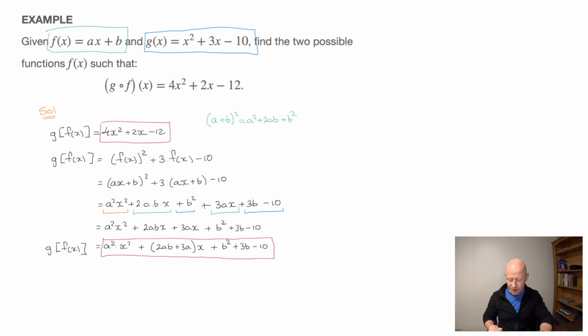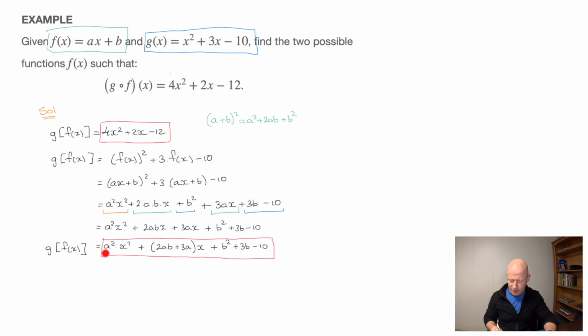In other words, this a squared here, which is multiplying x squared, needs to equal the 4 that's multiplying the x squared we have here. Similarly, this 2ab plus 3a, which is multiplying the x in this expression, needs to be equal to the 2 that's multiplying the x in this one. And last but not least, this b squared plus 3b minus 10 must be equal to this negative 12 we see here. So let's go ahead and do this.